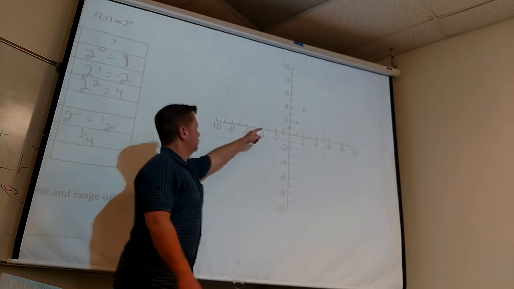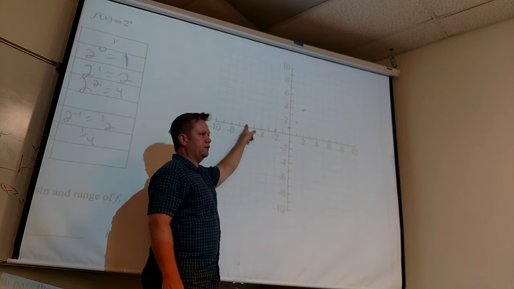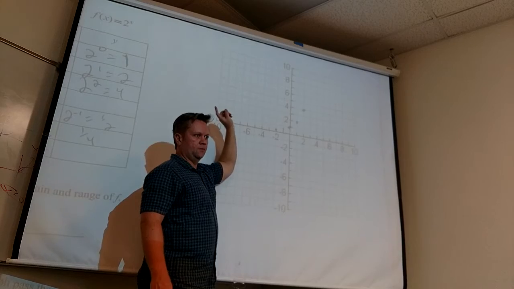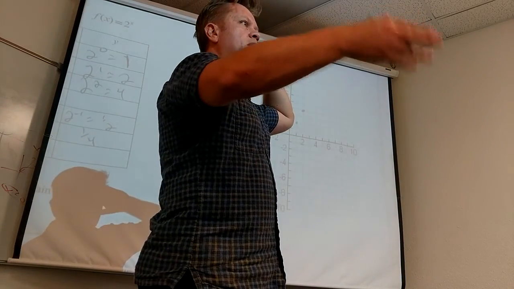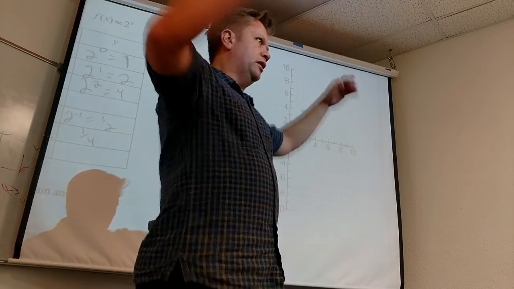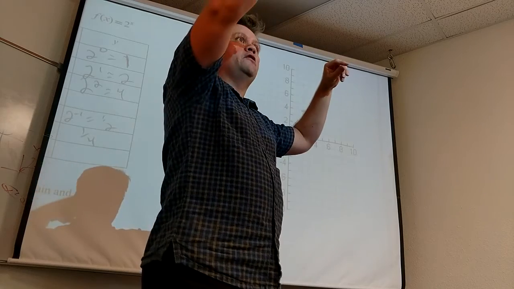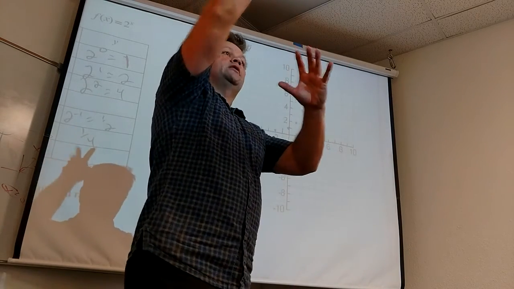So this is what's really weird happening back here. It's just getting closer and closer, but never touches the x-axis. There's no way I can raise 2 to a power and make it become 0. You guys with me? 2 to the negative 3 trillion is 1 over 2 to the 3 trillion. It's going to have a 1 on top. It's not going to be 0.